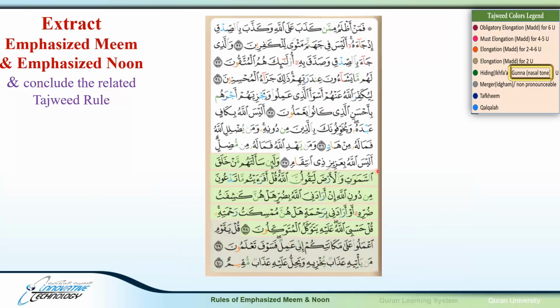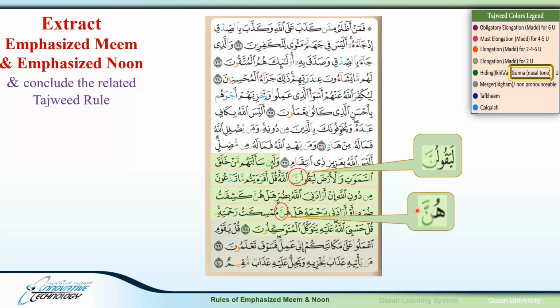One more example, we're looking for لا يقولن. This noon with shadda and fatha is given a Ghunnah for 2 units. هل هن. Again, the noon here is noon with shadda and fatha. Hunna, to be given Ghunnah for 2 units. Inni, noon with shadda and kasra is given Ghunnah for 2 units. All of them are given the color green.